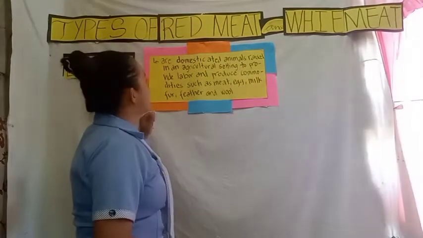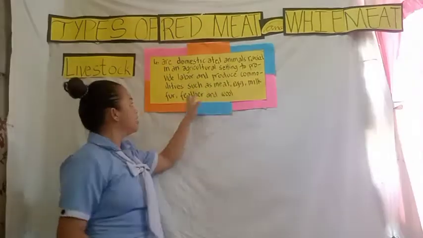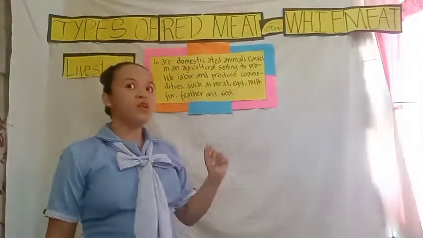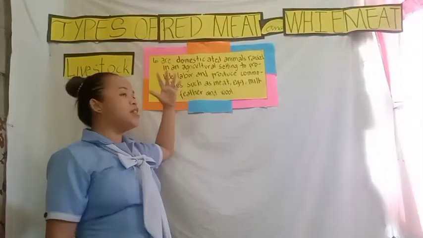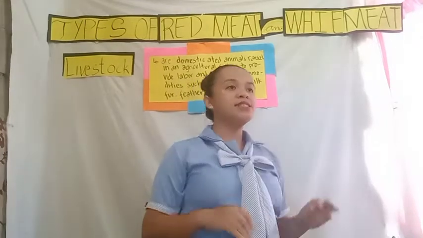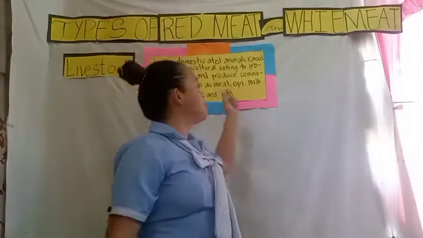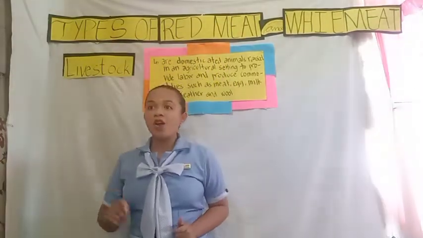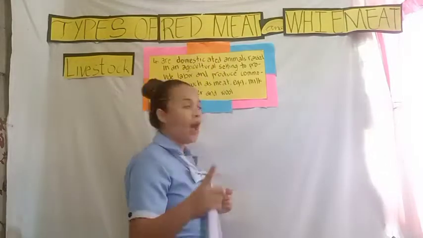Then they produce commodities such as meat, egg, milk, fur, feather, and wool, meaning these farm animals, or the livestock, give us the raw materials or the raw ingredients that we use in day-to-day consumption. So for example, the meat. Where do we get the meat that we eat every day? Exactly, from the farm animals.